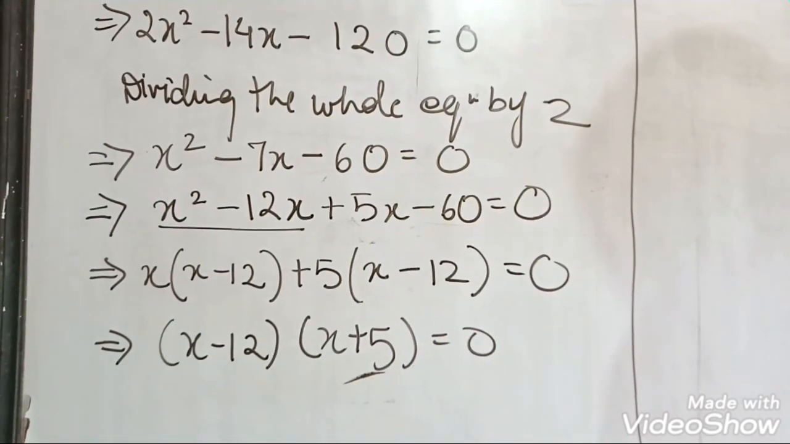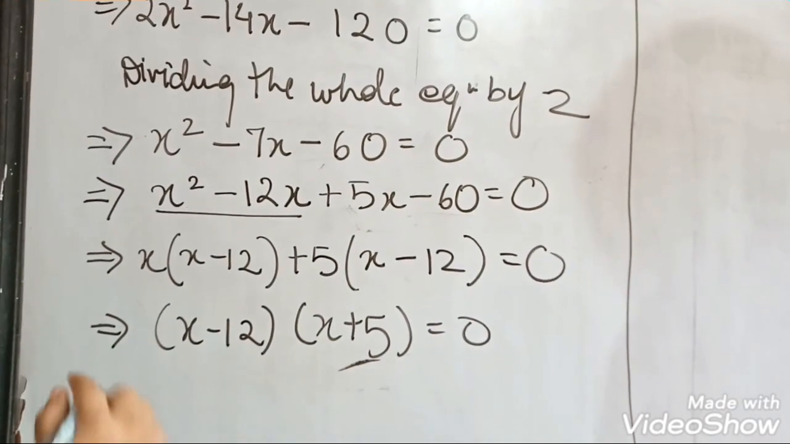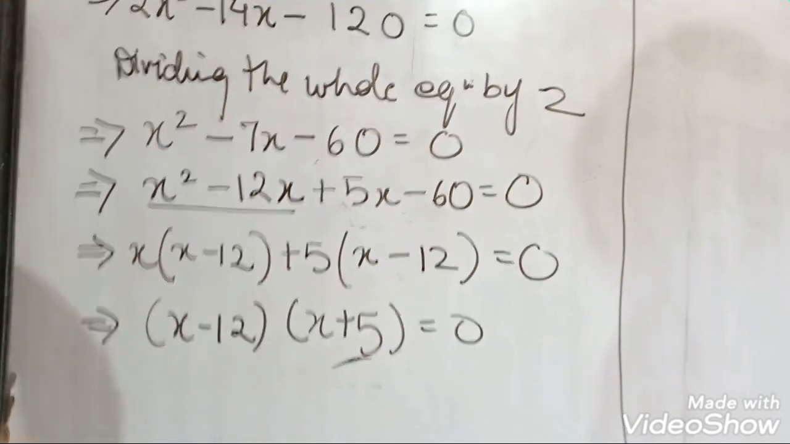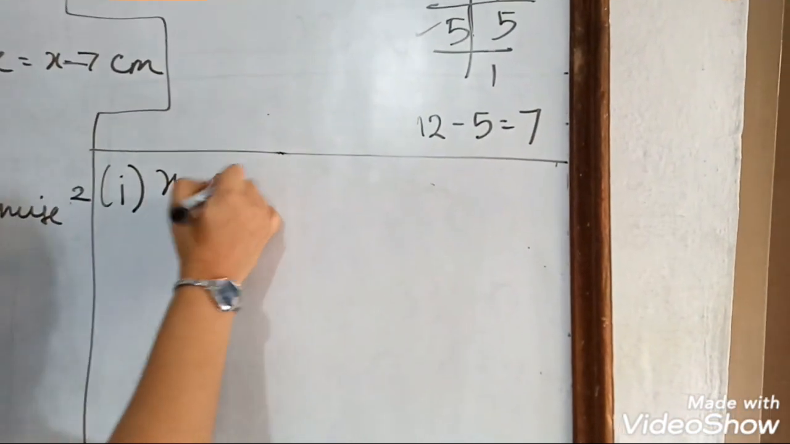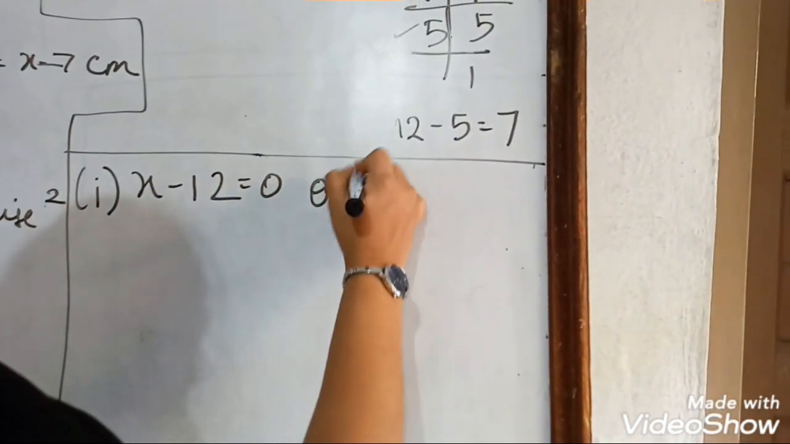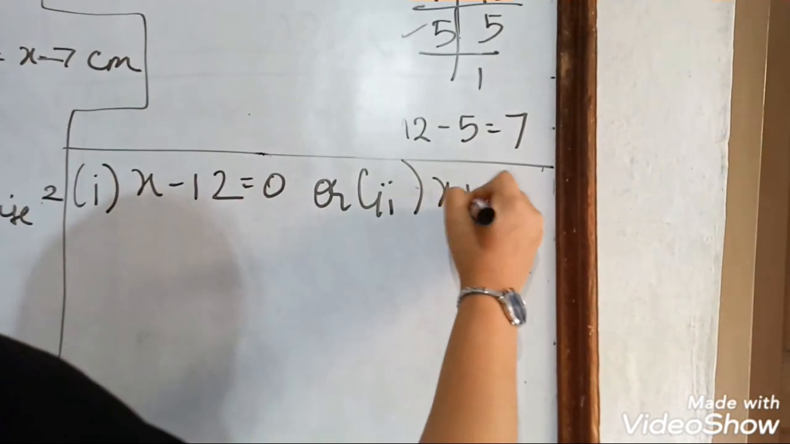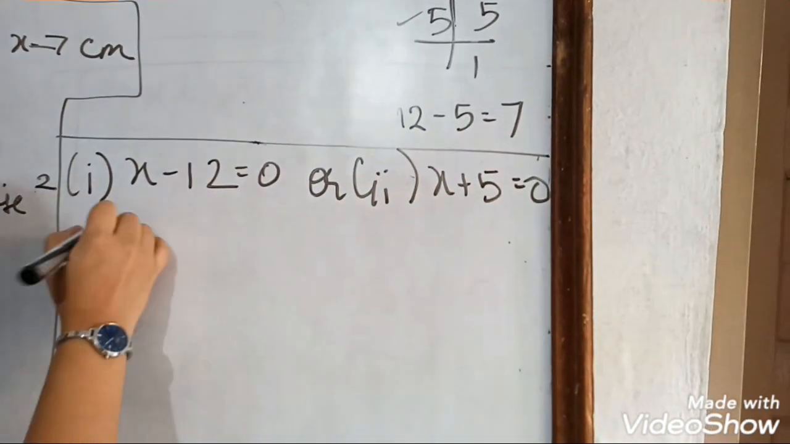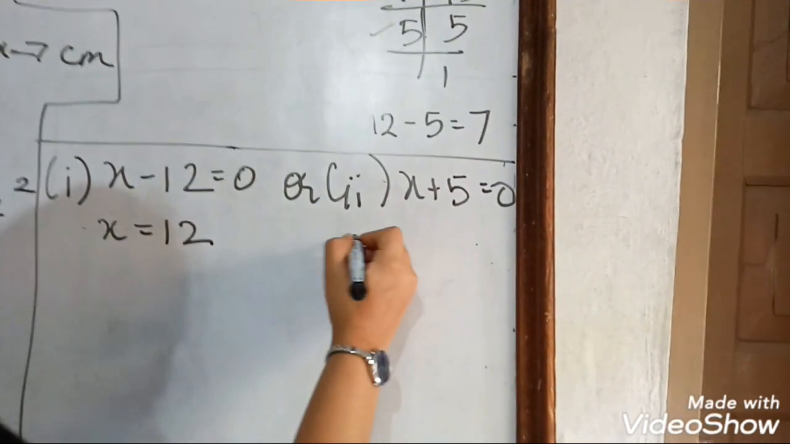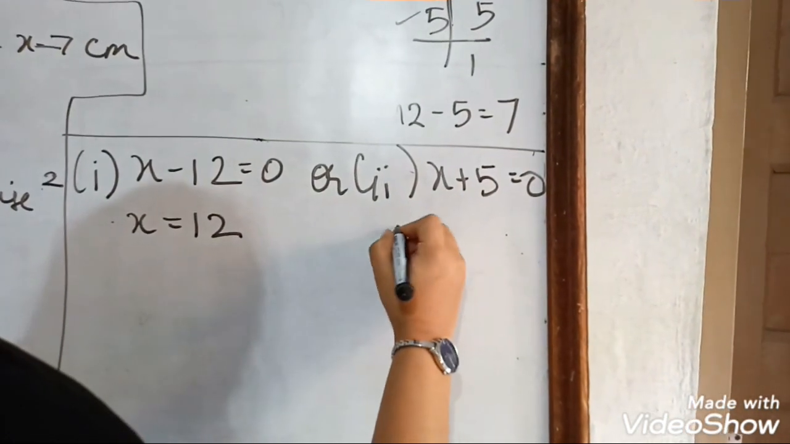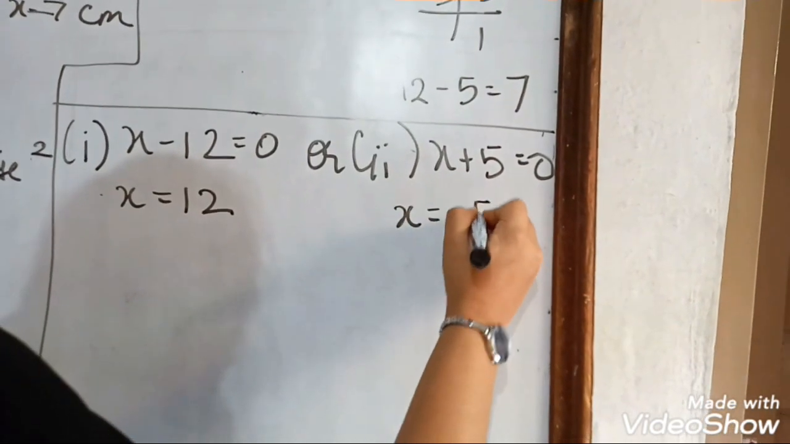So over here we will have two roots, isn't it? So let us find the roots. Either the root will be x minus 12 equals 0, or it will be x plus 5 equals 0. x minus 12 equals 0 will give you x equals 12, and over here x plus 5 equals 0 will give you x equals minus 5.